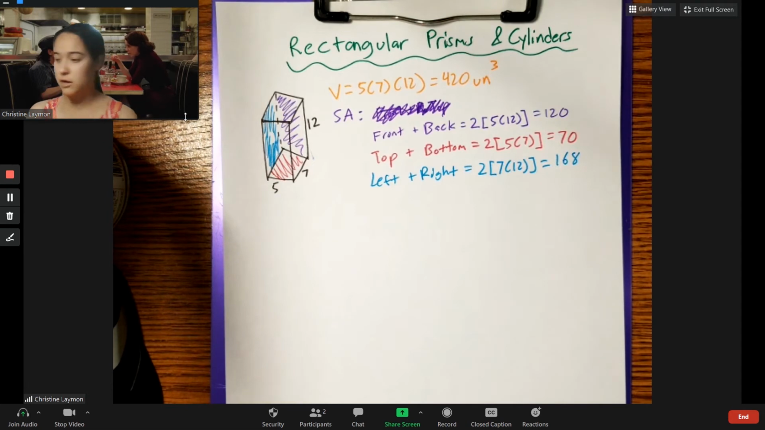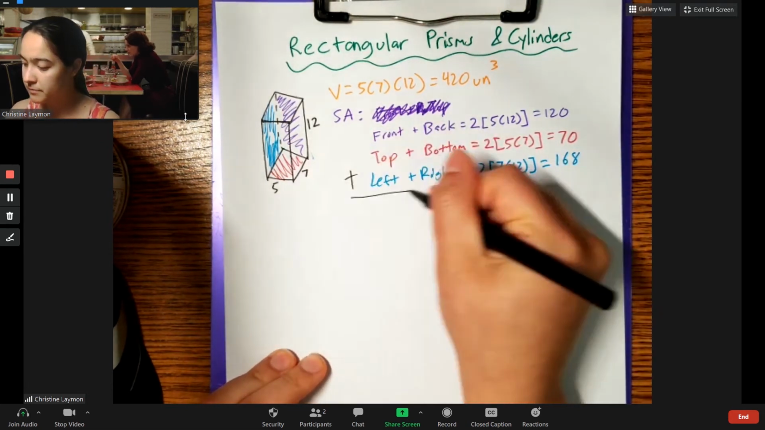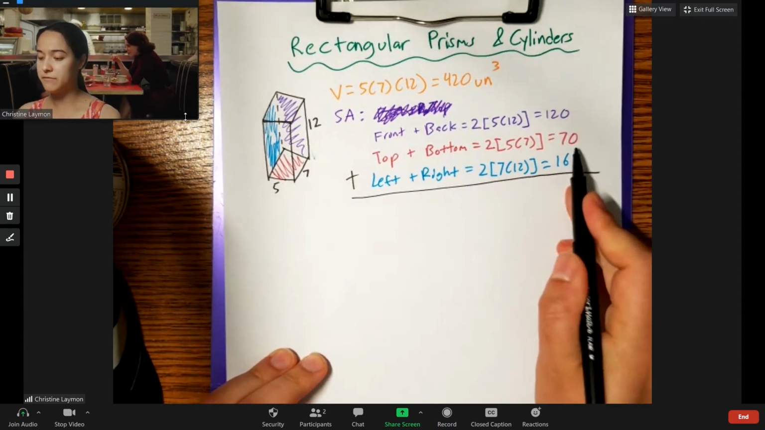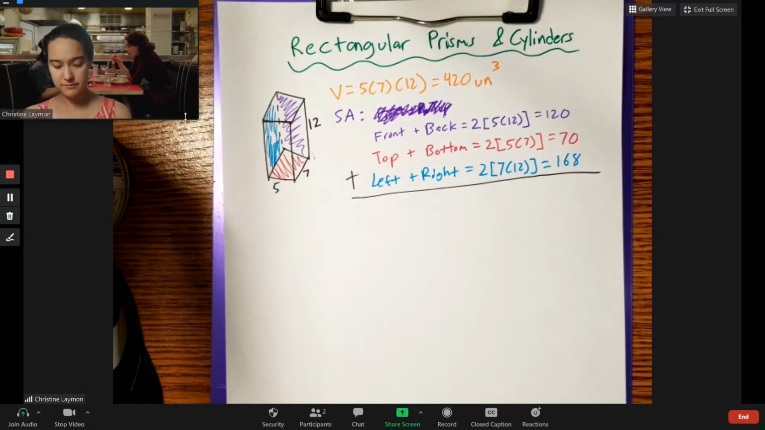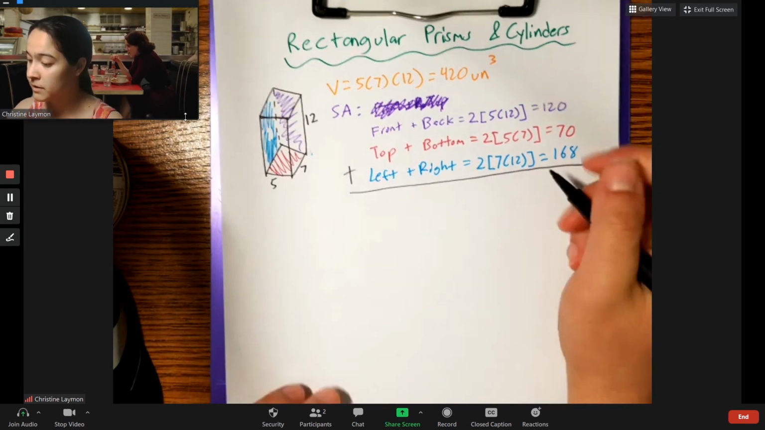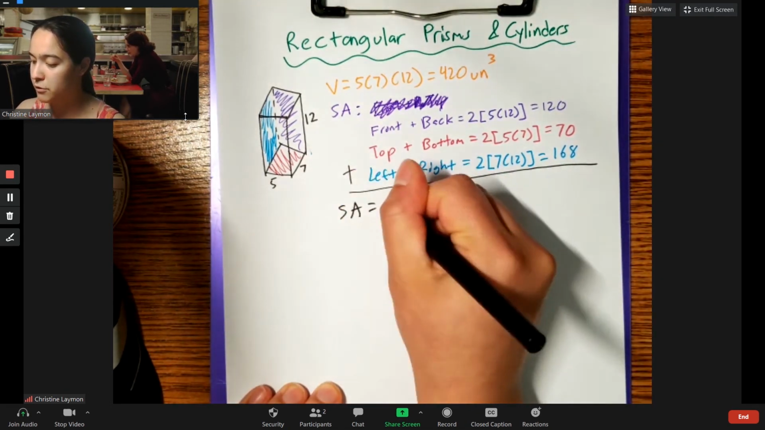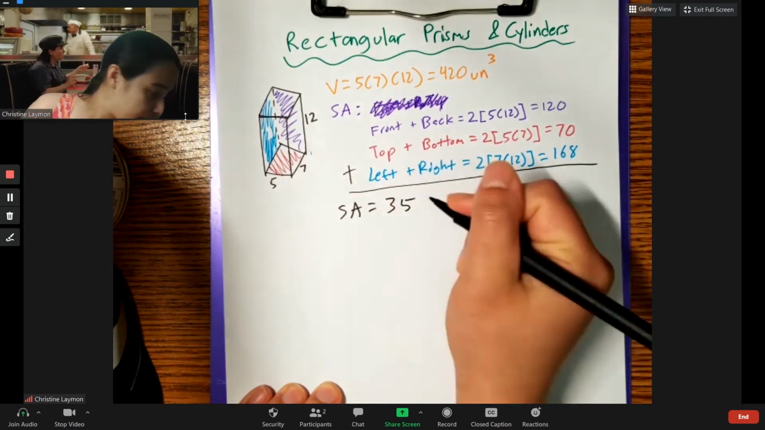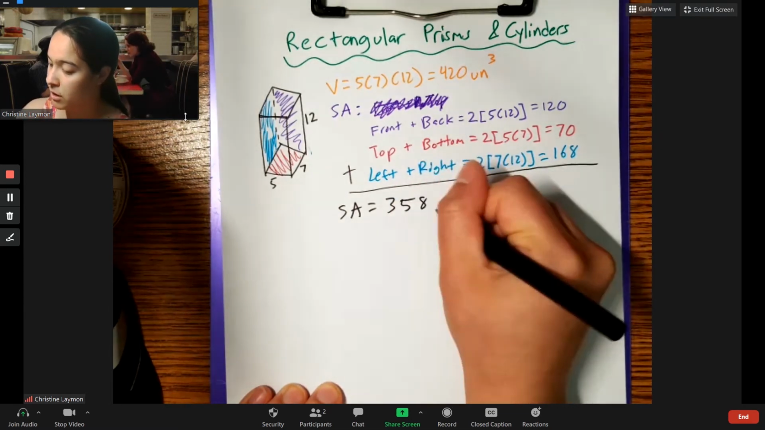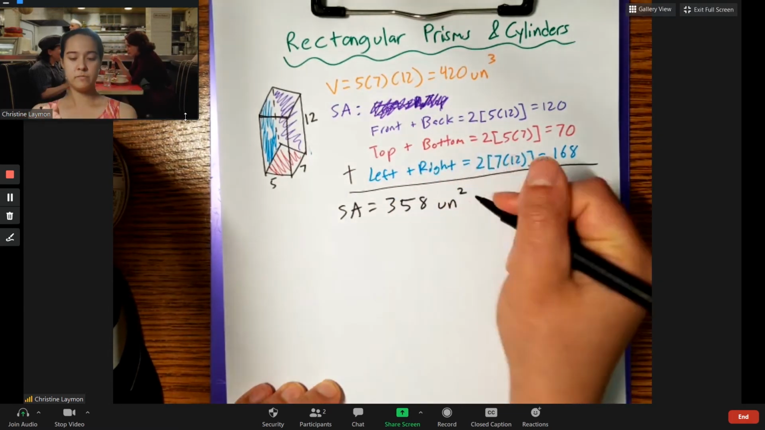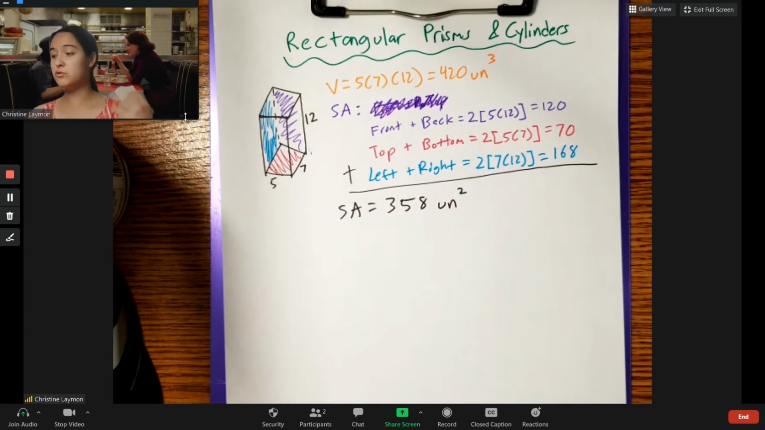Go ahead and add up all of those values. So 120, 70, and 168. And we get out 358. So that means surface area equals 358. And these are in units squared. So if these were inches, I would say I'd need square inches of 358 in order to cover this box. And inside it, I'd have 420 cubic inches if my units were in inches.